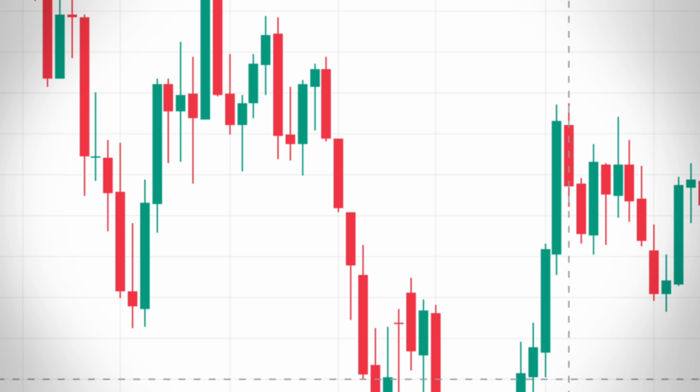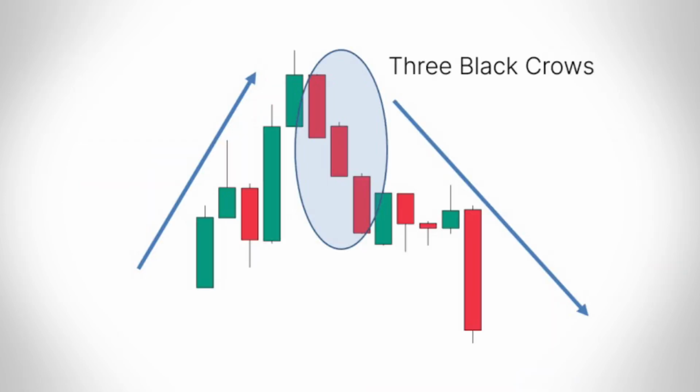Now, the 3 black crows pattern typically sits at the top of an uptrend, signifying a potential reversal to the downside. Each candle in the pattern shows increasing selling pressure as the bears push price lower, closing each candle at a progressive lower level.